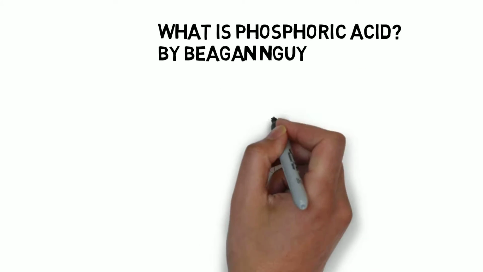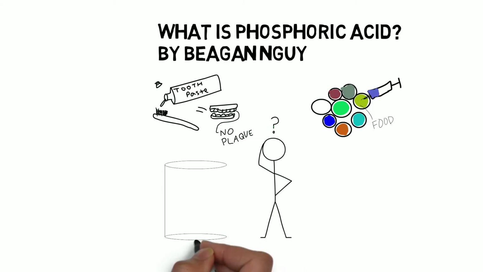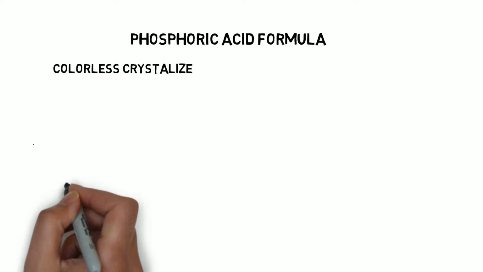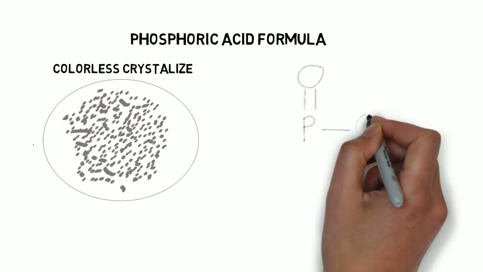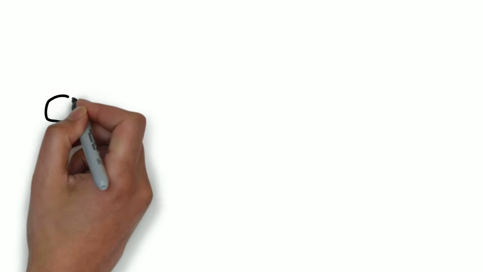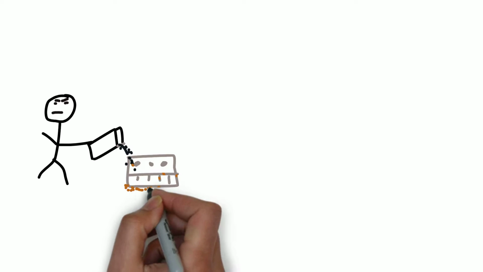Hello, what is phosphoric acid? We use it on a day-to-day basis, yet not a lot of people know what it is. Phosphoric acid is a clear, colorless crystallized acid that has 4 oxygen atoms and 3 hydrogen atoms bonded to one phosphorus atom. Phosphoric acid has many uses, one of which is the ability to remove rust.